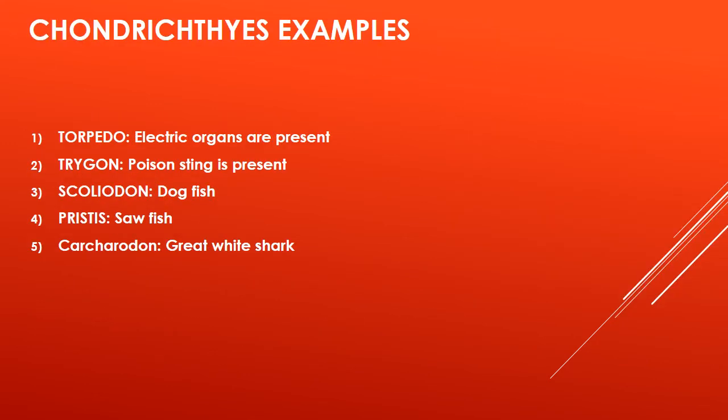Chondrichthyes examples. Please remember this. Very, very important. Torpedo: electric organs are present. Trygon: poison sting is present. Scoliodon: dogfish. Pristis: sawfish. Carcharodon: that is the great white shark. There are 5 examples given in your NCERT. Please remember this. Very important.